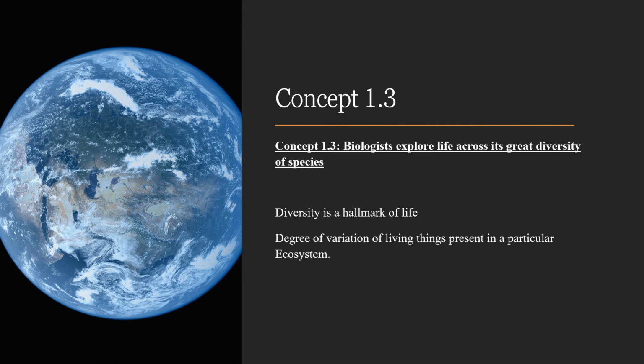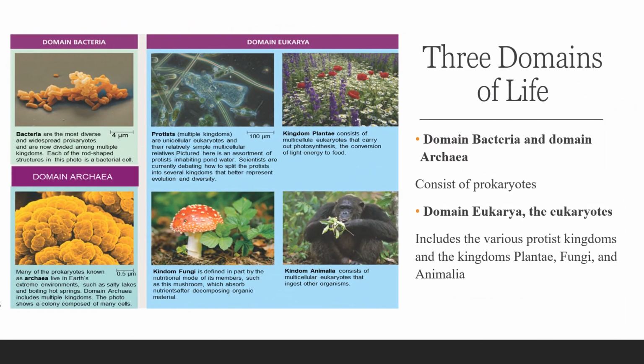Next we move on to concept 1.3, which is biologists explore life across its great diversity of species. Diversity is the hallmark of life. Diversity is defined as a degree of variation of living things present in a particular ecosystem. Three domains of life are domain bacteria, domain archaea, and domain eukarya. Domain bacteria and archaea consist of prokaryotes and domain eukarya consists of the eukaryotes, includes the various protist kingdoms and the kingdom plantae, fungi and animalia.